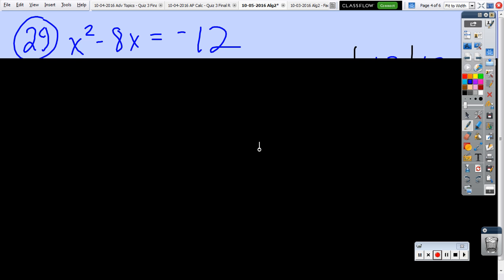All right, so this is number 29. It says x squared minus 8x equals negative 12. So Jasmine, what would be our first step?